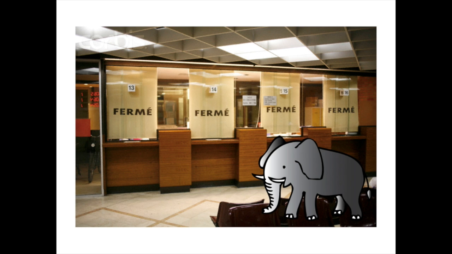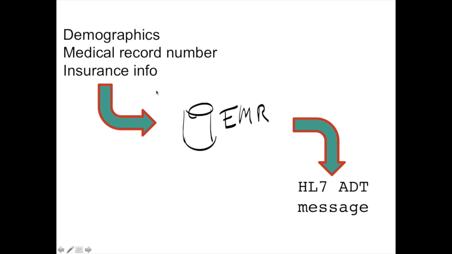So Rex comes to our imaging facility, and the first place that Rex goes, even before he comes in to the imaging department, is that he goes to registration. At the registration desk, they're going to do things like take down Rex's demographic information. They're going to assign him a medical record number. They're going to take any insurance information that he might have so that we can get paid for what we do.